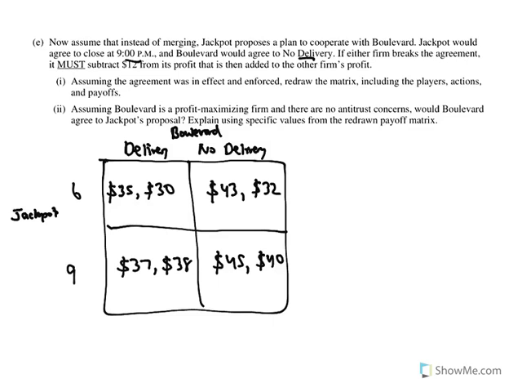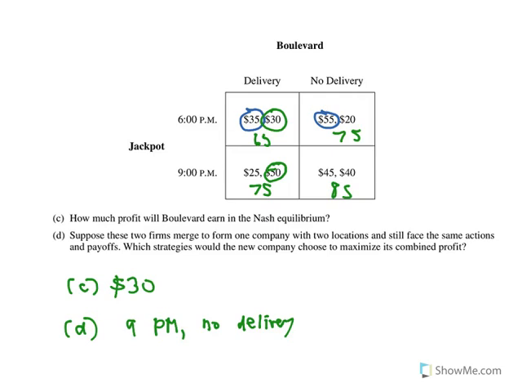And the last part of the question says, assuming Boulevard is a profit-maximizing firm and there are no antitrust concerns, would Boulevard agree to Jackpot's proposal? So how do we think about this? What we need to think about this is in terms of the Nash equilibrium. If you remember from the last question, the Nash equilibrium was at $35 and $30. So therefore, Boulevard was getting $30 in the Nash. So if they can improve on that in this new agreement, in this new Nash equilibrium, then they should accept the agreement. If they do worse, then they shouldn't.